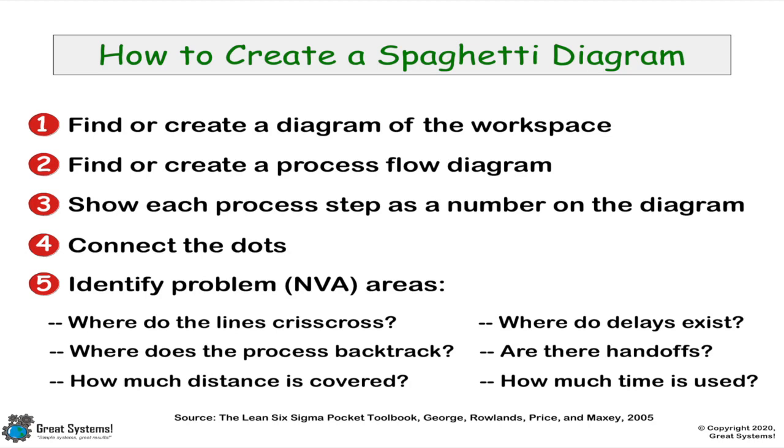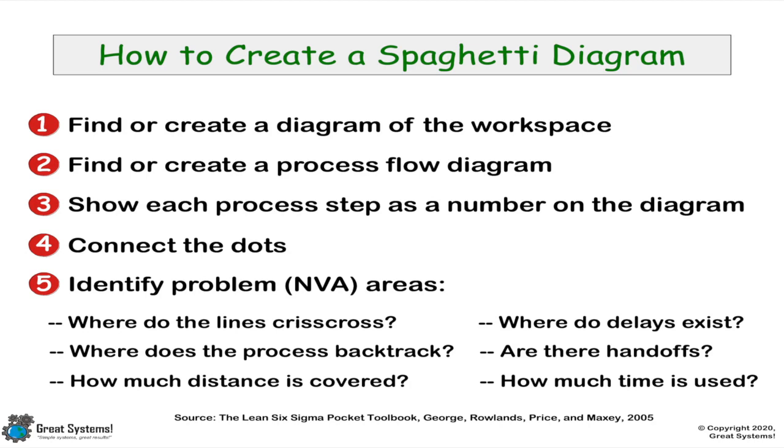You can also highlight places on the diagrams where delays currently exist, or where one person exchanges the same material with someone else. Finally, calculate the total distance moved. Estimate the time required to cover that distance. 3 miles per hour is a common conversion factor for walking speed. And use an average cost per hour to convert your total time into a total cost.